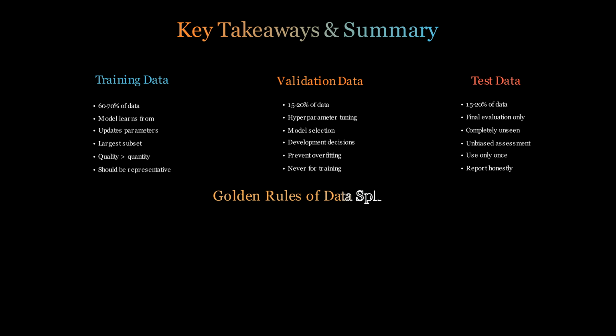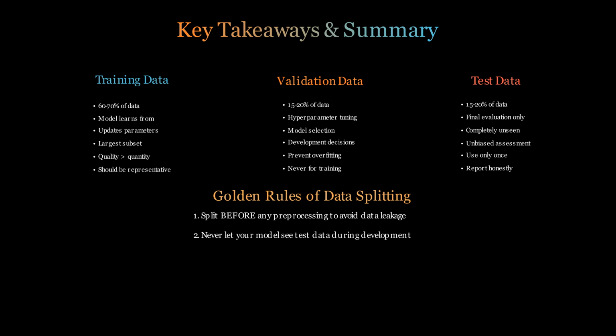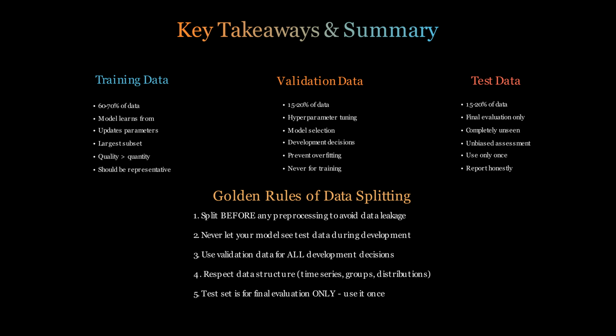These 6 golden rules will keep your model evaluation honest and reliable. Split data before preprocessing to avoid leakage. Keep test data completely hidden during development. Use validation data for all decisions. Respect your data's inherent structure. Use the test set only for final evaluation. And always report results honestly. This builds trust and advances the field.